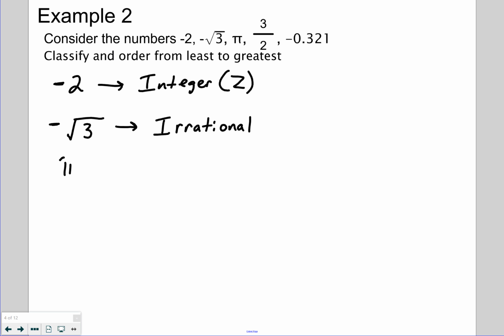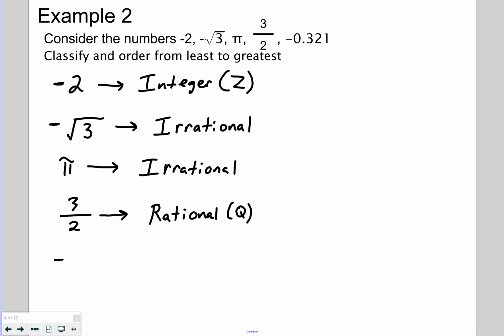All right, pi. Everyone knows that one. That one's irrational. It's world famous pi. 3/2. What do you got for me, Nada? 3/2. What do you think? Rational. Very good. It is a fraction. It's a ratio. Nice work.